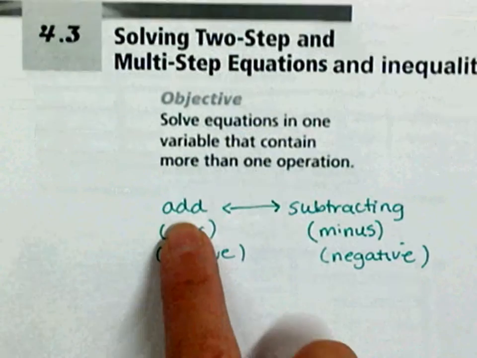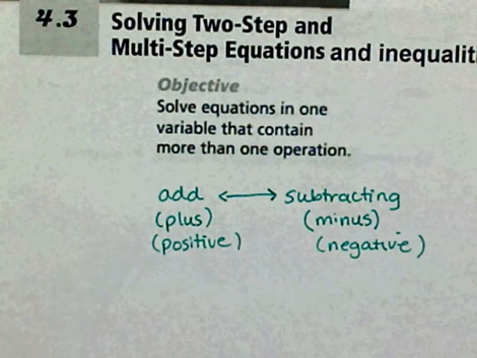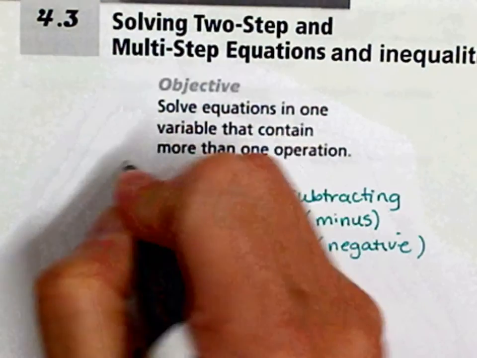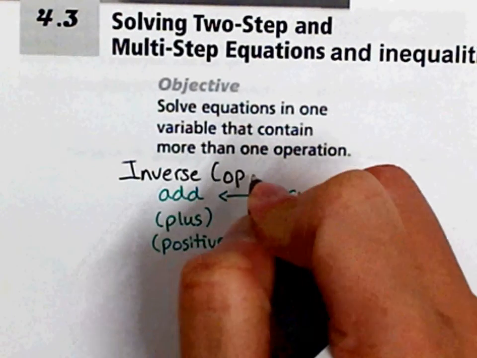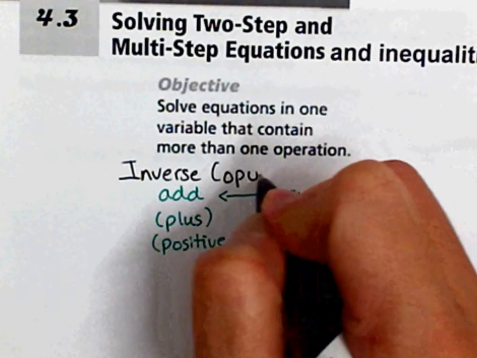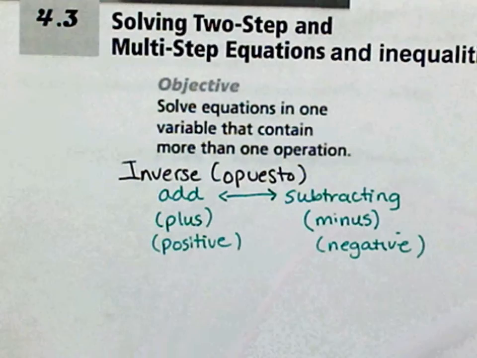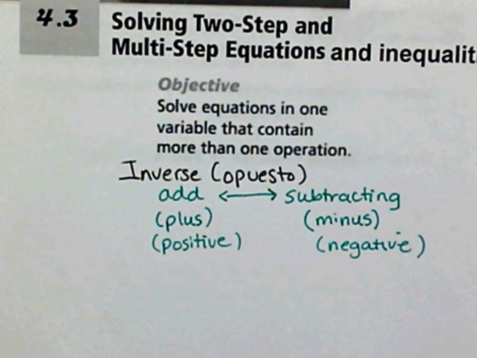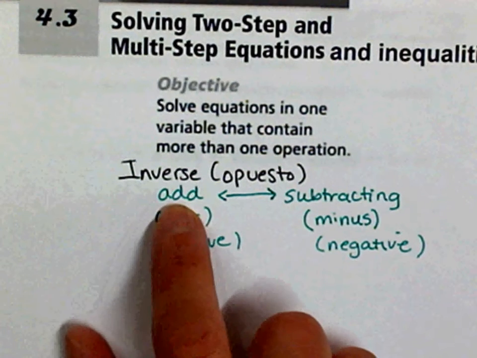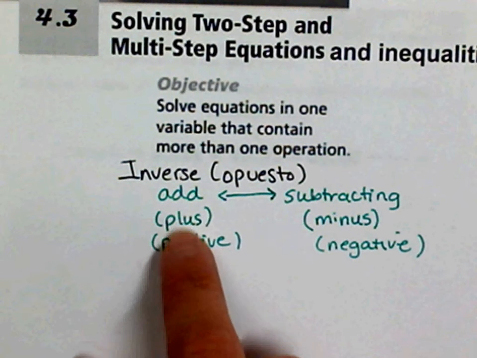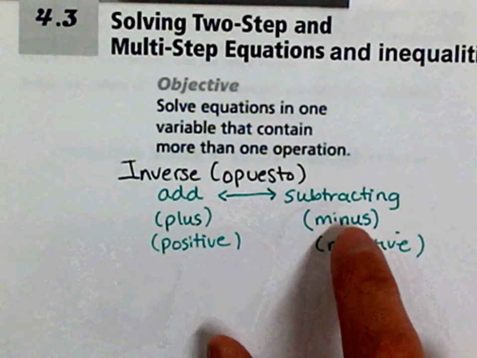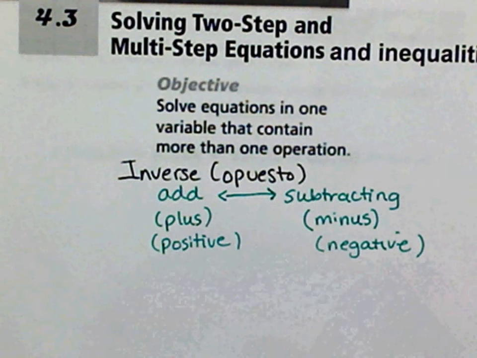So number one, before we start, let's review our inverses. These are called inverses, or you can say opposites. So what you're going to do is opposite of adding is subtracting. Another word for adding is plus or positive. Subtracting is minus or negative. All right.